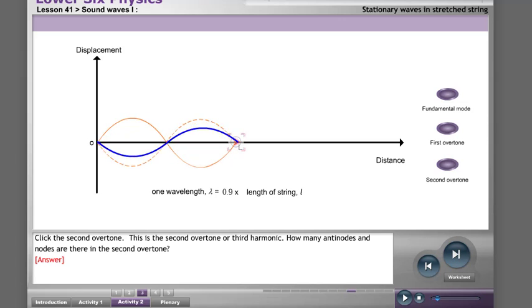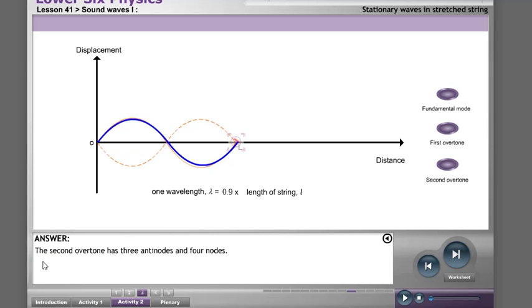Click the second overtone. This is the second overtone or third harmonic. How many antinodes and nodes are there in the second overtone? Answer: the second overtone has 3 antinodes and 4 nodes.